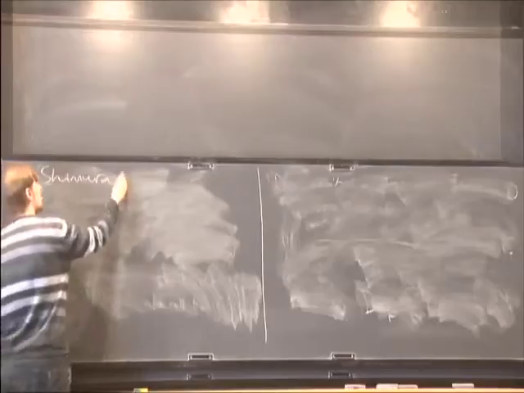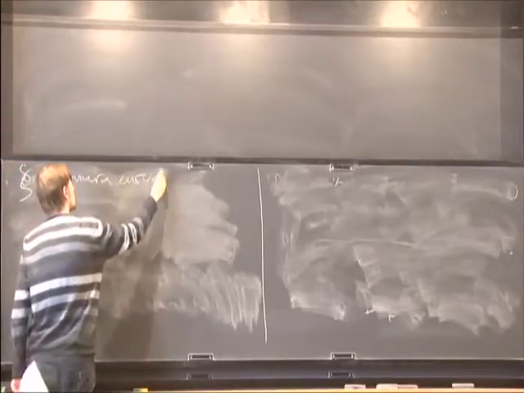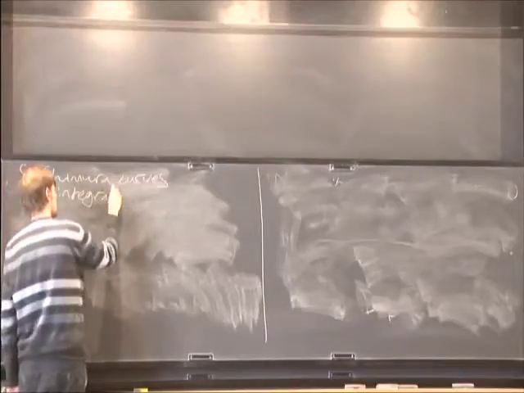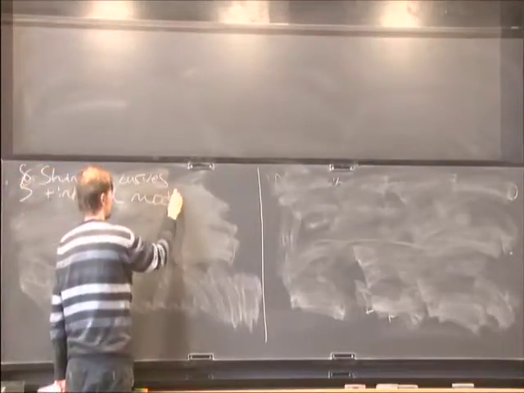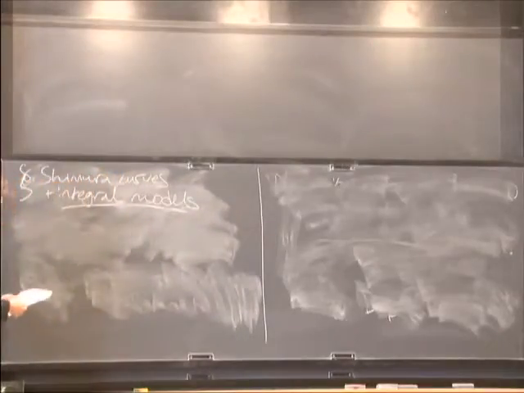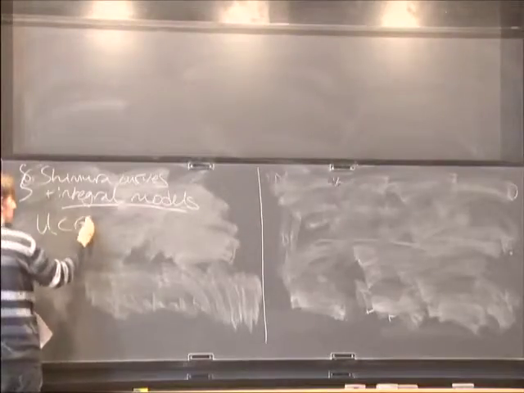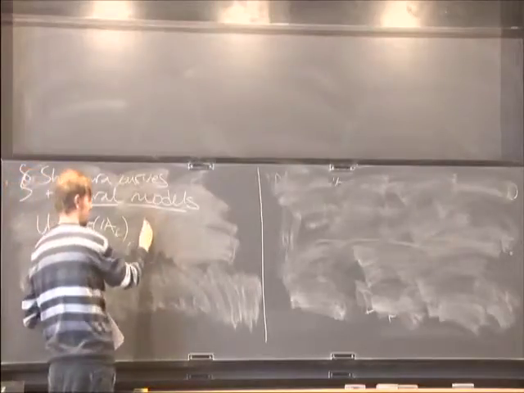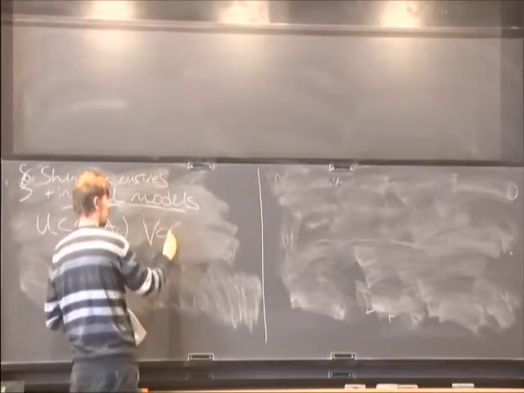Shimura curves and integral models. So I'm going to be interested in certain level subgroups. They're going to be compact open subgroups of the finite adelic points of G or G prime. So I'll call the levels U and V.